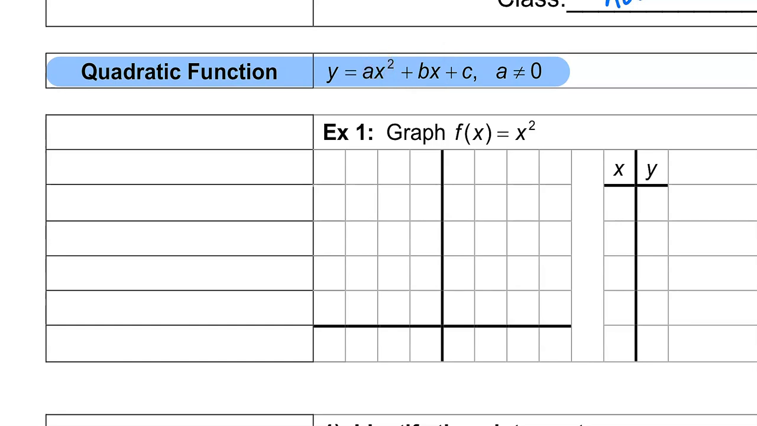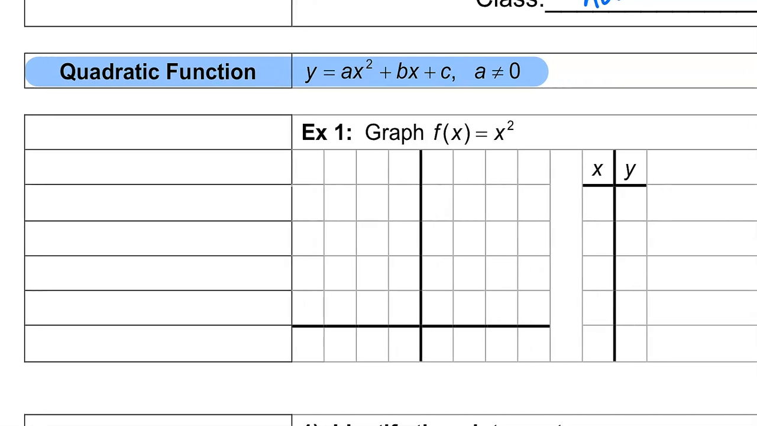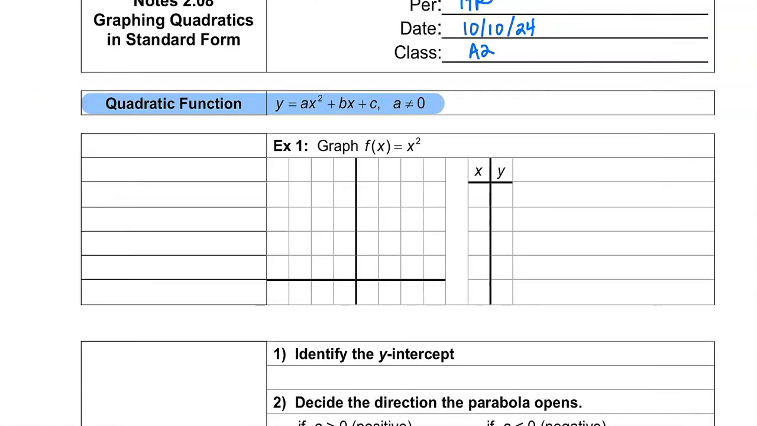And when you write it in that form here, this is standard form. Okay, now, let's see here. So example 1, graph f of x is equal to x squared.